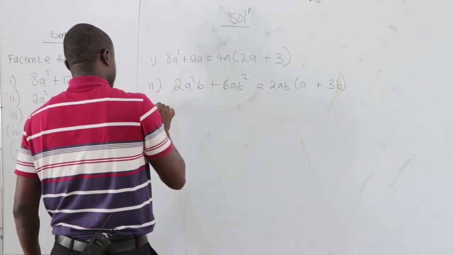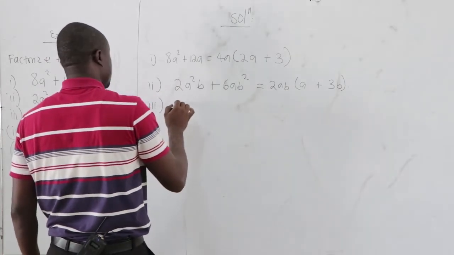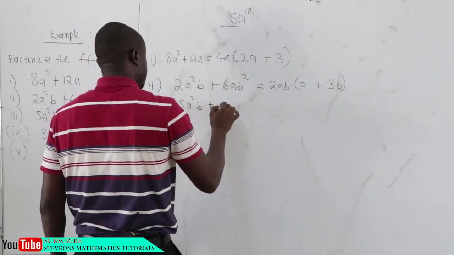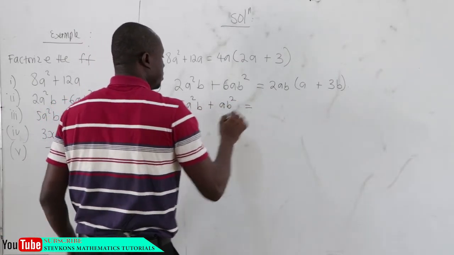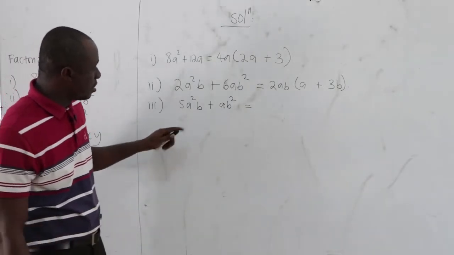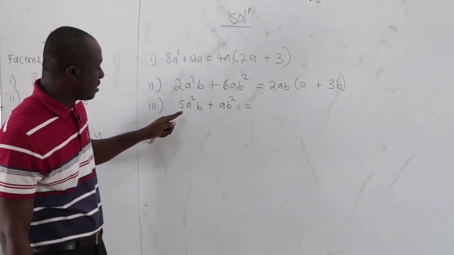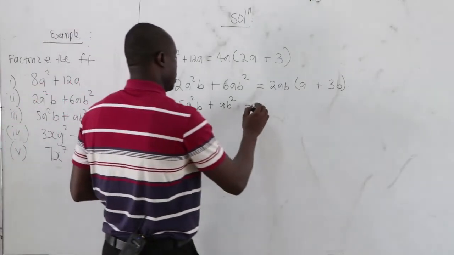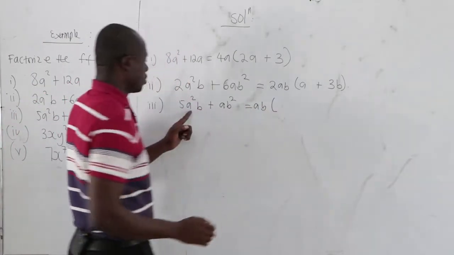Now let's see the third one. The third one, we have 5a squared b plus ab squared. Now with this, what can we see? We can clearly see that a is common. We can bring the a out, so ab is common.